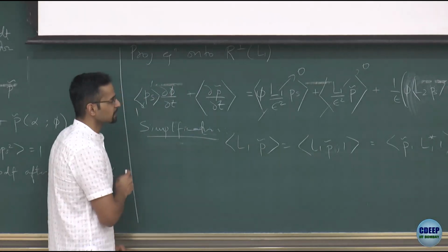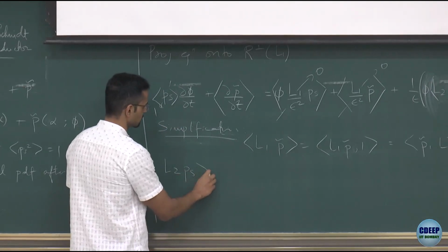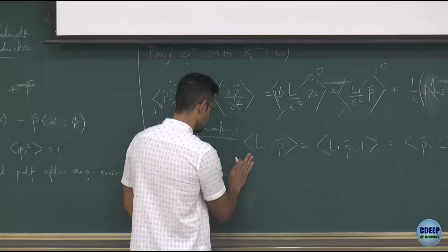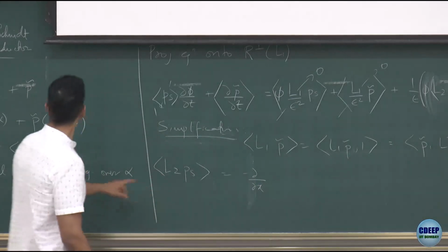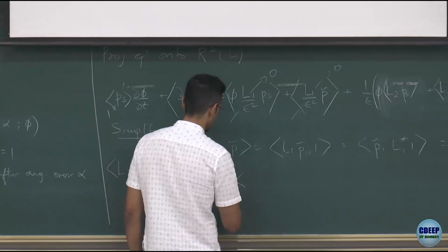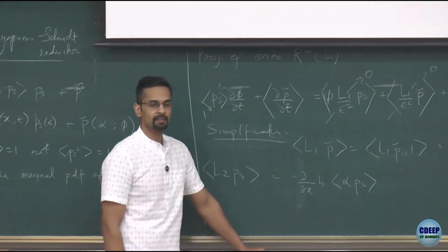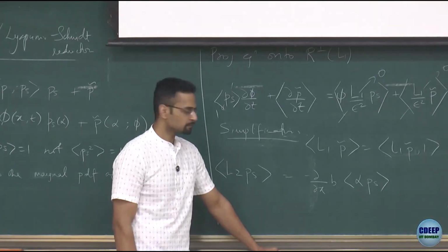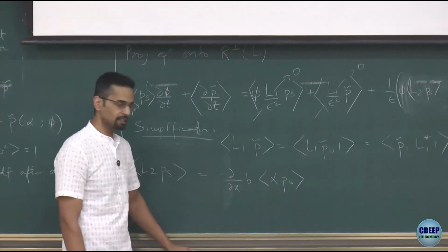Okay, then let's look at the term after that. So I have L2 acting on PS. So I can take the integral in to remove the x part. So minus d by dx of b acting on the integral of alpha ps. This is not a function of x, this is just alpha ps.